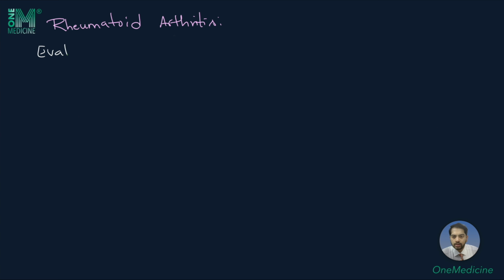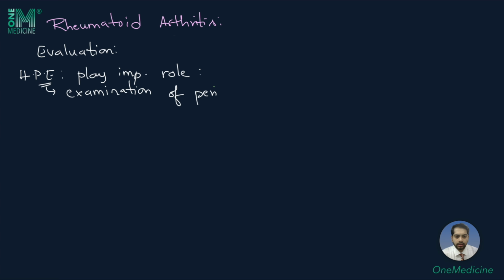In evaluation of rheumatoid arthritis, history and physical examination play an important role in looking at the disease characteristics. Special attention is given to the examination of peripheral joints, which are followed up subsequently after treatment initiation.